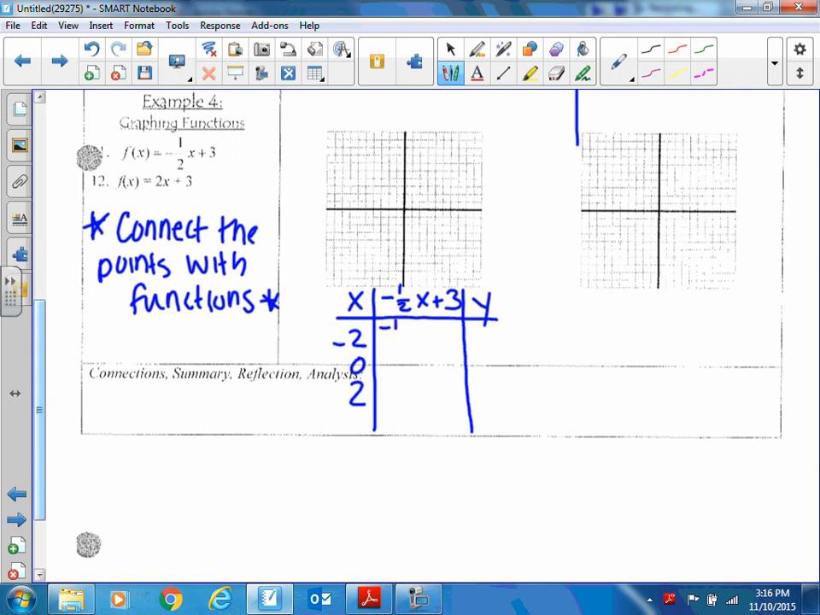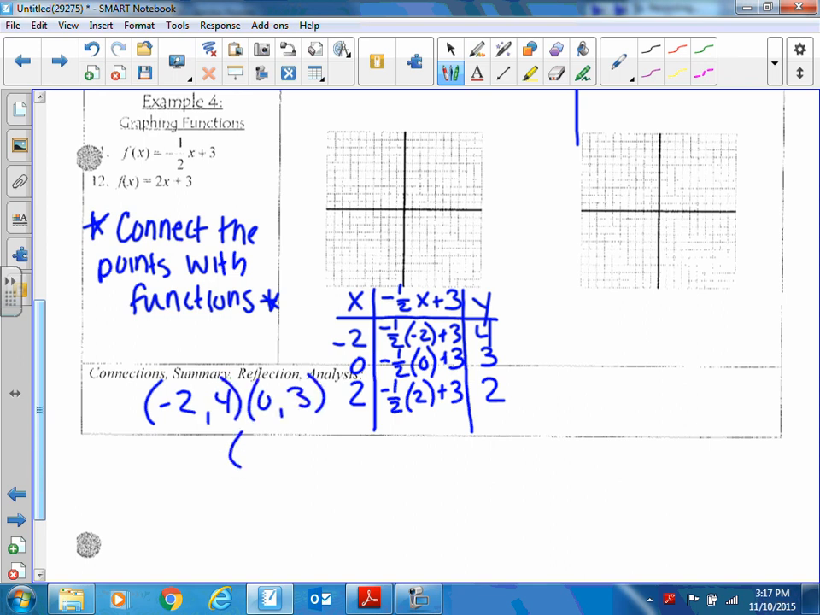So -1/2 times -2 plus 3. A -1/2 times a -2 is a +1, plus 3 is 4. Plug in 0, anything times 0 is 0, plus 3 is 3. And then we'll plug in 2: -1/2 times 2 plus 3, -1 plus 3 is 2. So now it's given me a couple points. I have -2, 4, 0, 3, and 2, 2.